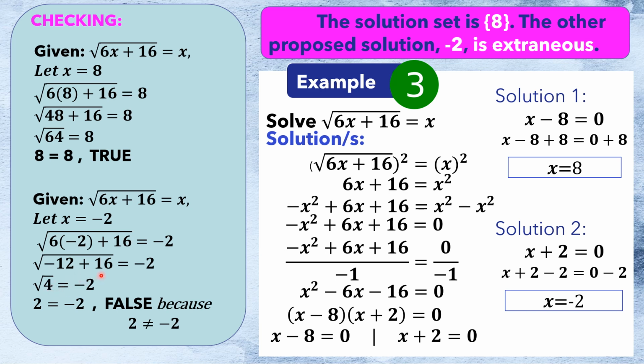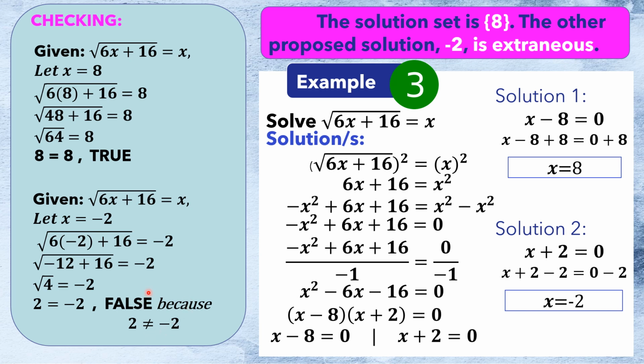And then, 16 kasi, positive ang sign niya. So, positive po din po yan. Then, square root of 4 is equal to 2. Equals negative 2. Tingnan nyo po. This is positive. And then this is negative 2. So, obviously, hindi sila equal. Kaya false po yan. Bakit po? Because 2 or positive 2 is not equal to negative 2.